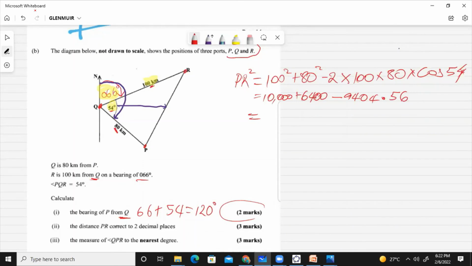All right, so let's add up and subtract the 9,404.56. And I'm looking at a value of 6,995.44. All right, are we good there? Yes, sir. And then to find PR, you're taking the square root. Square root of 6,995.44.